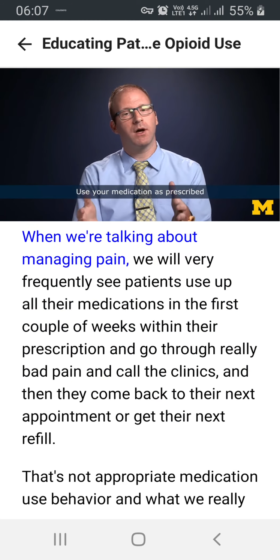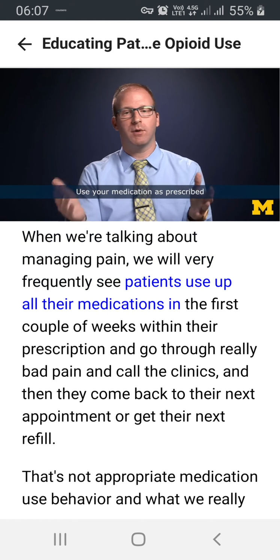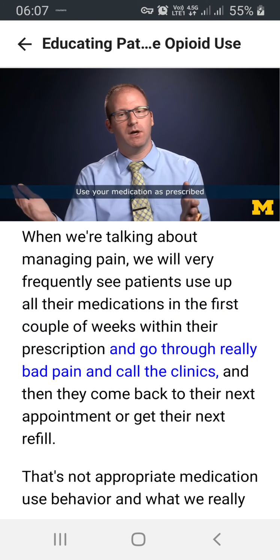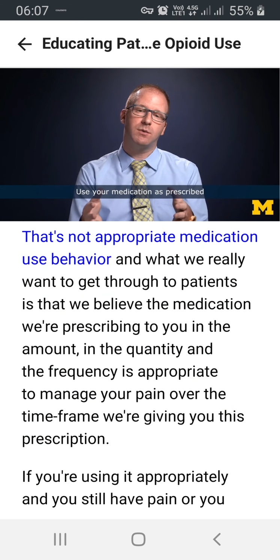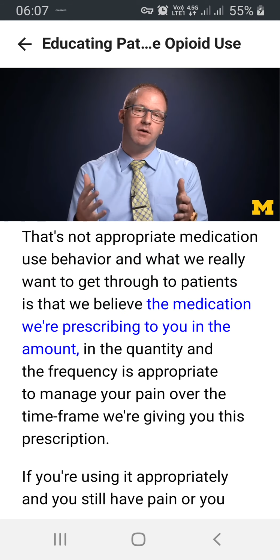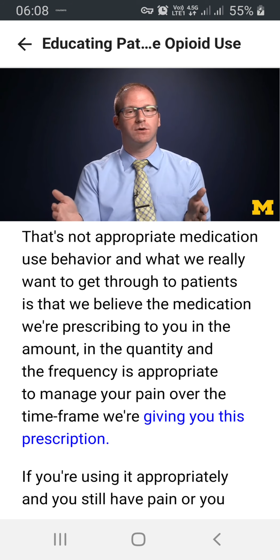When we're talking about managing pain, we will very frequently see patients use up all of their medications in the first couple of weeks within their prescription and go through really bad pain and call the clinics, and then they come back to their next appointment or get their next refill. That's not appropriate medication use behavior, and what we really want to get through to patients is that we believe the medication we're prescribing to you in the amount, in the quantity, and the frequency is appropriate to manage your pain over the time frame we're giving you this prescription.